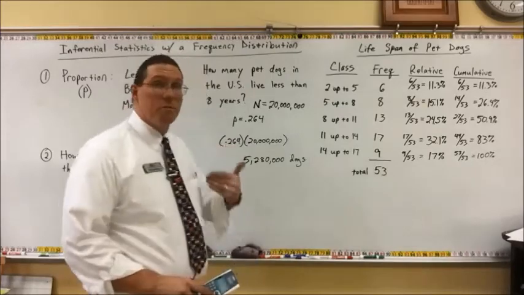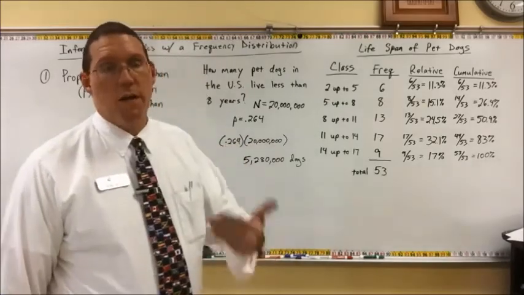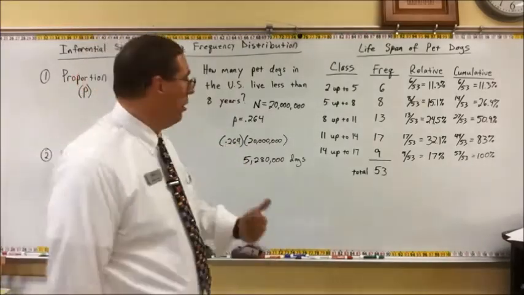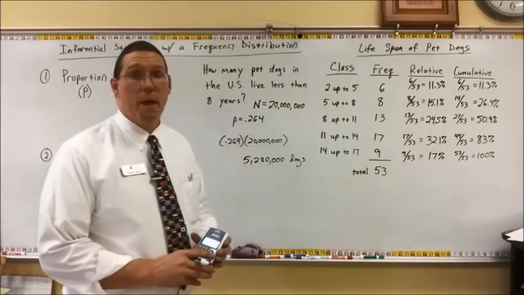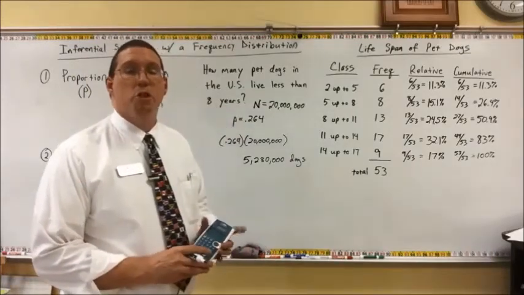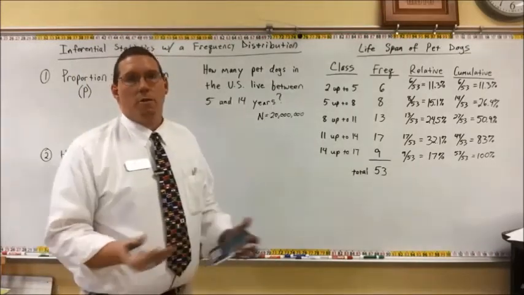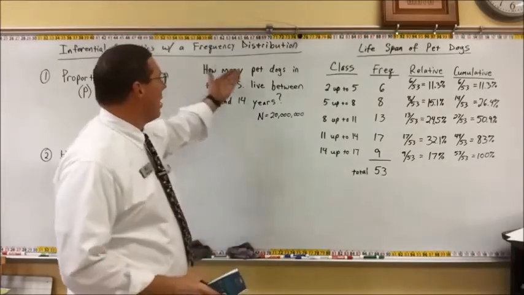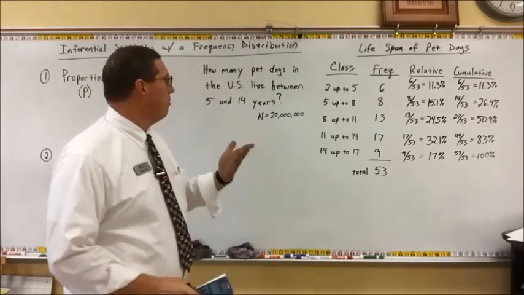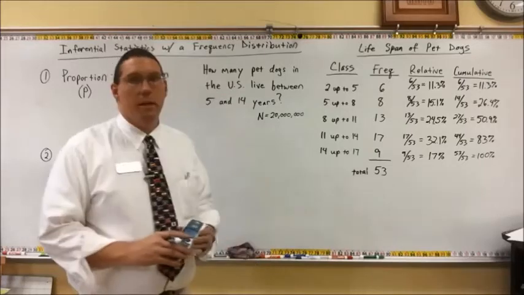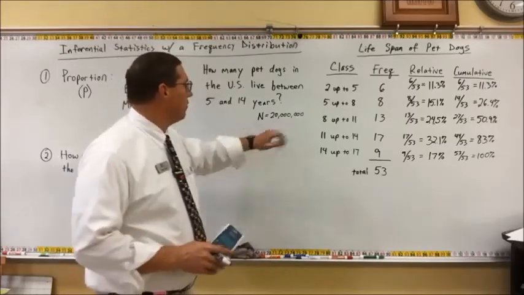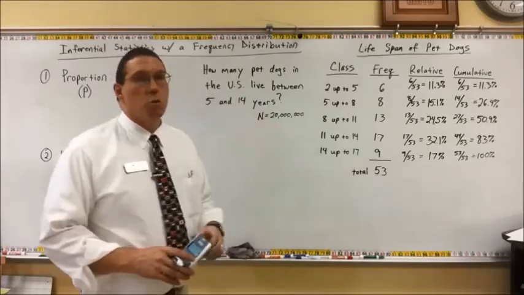We've answered the question, how many of the dogs in the population are going to live fewer than 8 years? Okay? Let's try a between question. All right, so let's answer the question. It says, how many pet dogs in the U.S. live between 5 and 14 years if the population of dogs in the United States is 20 million?